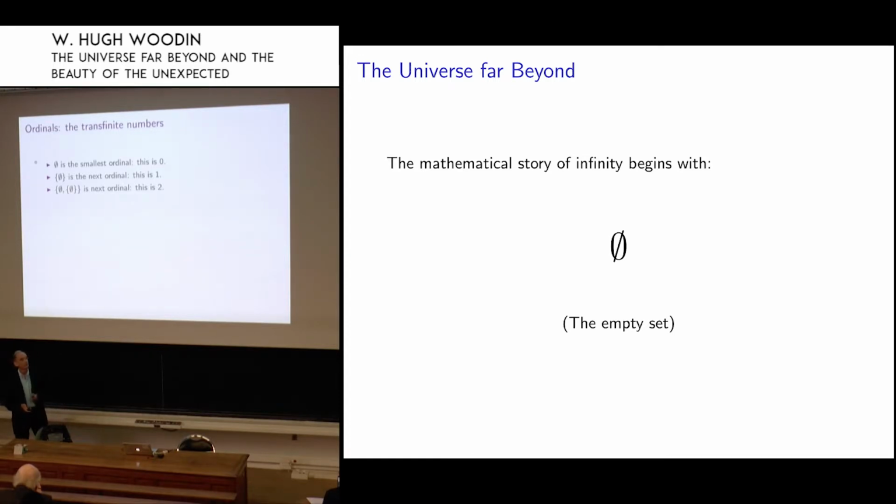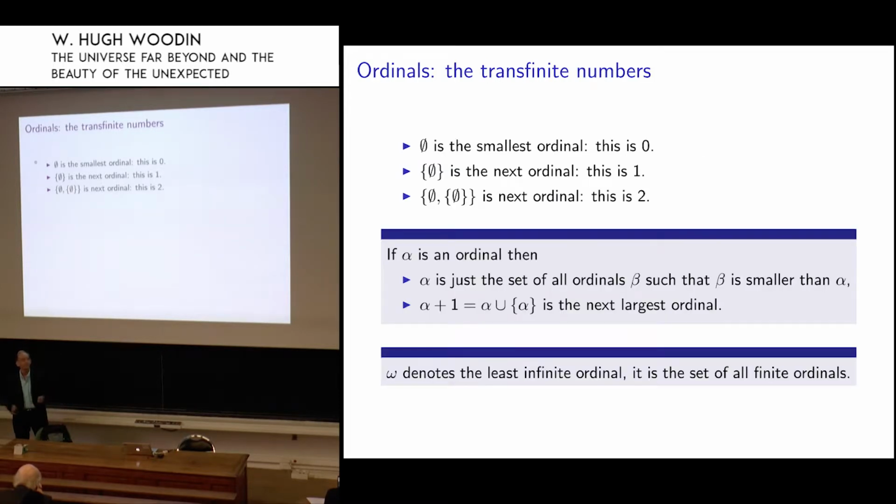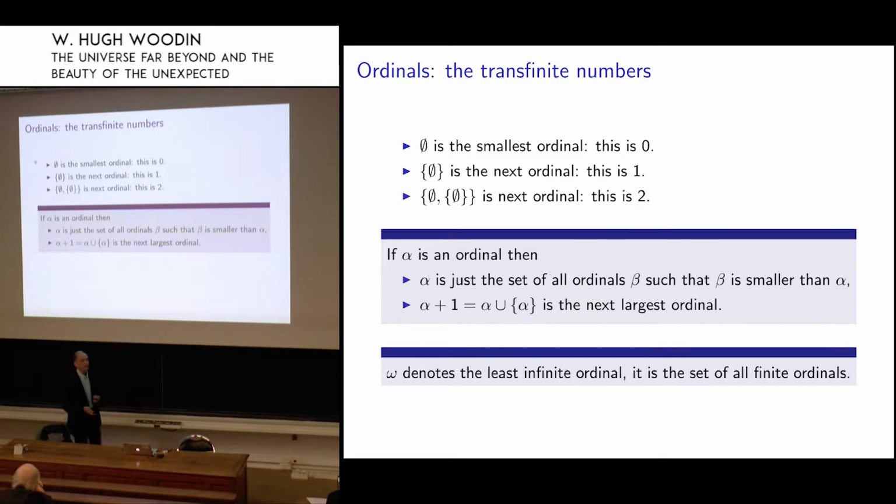The empty set is the smallest ordinal, that's the number 0. Then the set whose only member is the empty set, that's the ordinal 1, and so forth. Abstractly, if alpha is an ordinal, then it's simply the set of all smaller ordinals. You can see that with the examples I gave. We tend to denote ordinals by Greek letters like alpha, and you can get the next largest ordinal by adding that ordinal to itself as a member. So alpha plus 1 is alpha together with alpha, and that's the next largest ordinal.